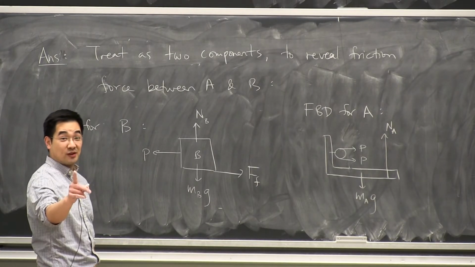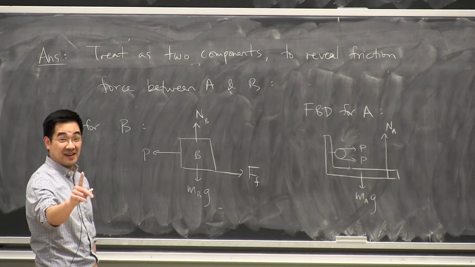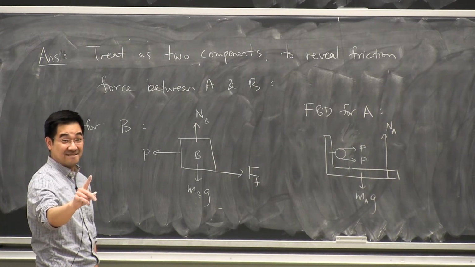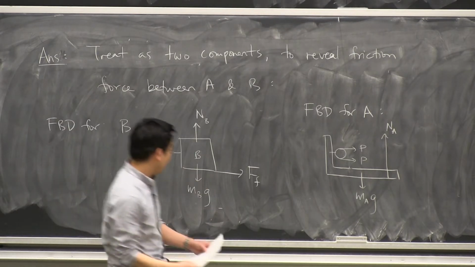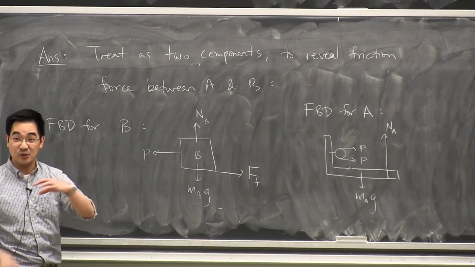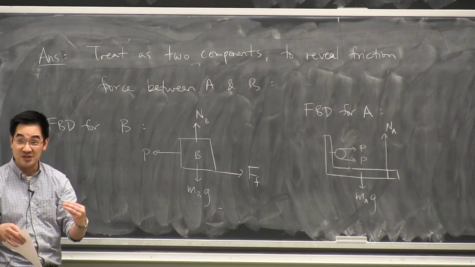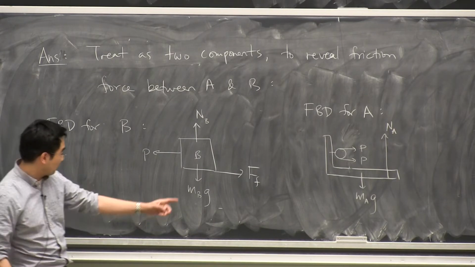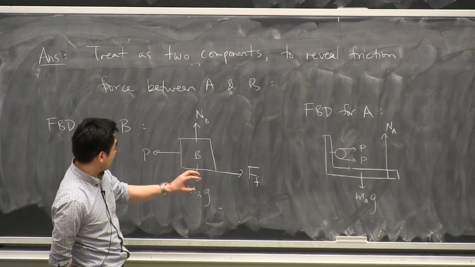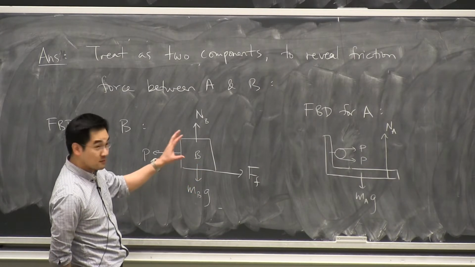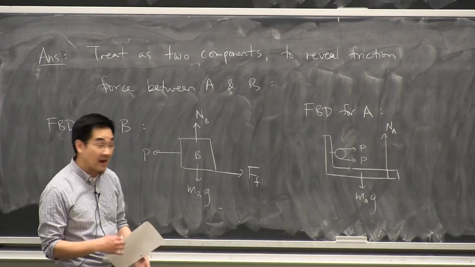No, I see someone shaking their head. What am I missing? Forces from B, exactly, yeah. So I alluded to the fact that we had two components and there were internal forces. So these internal forces, if I include forces acting from A onto B, I have to include forces of B acting back on A.